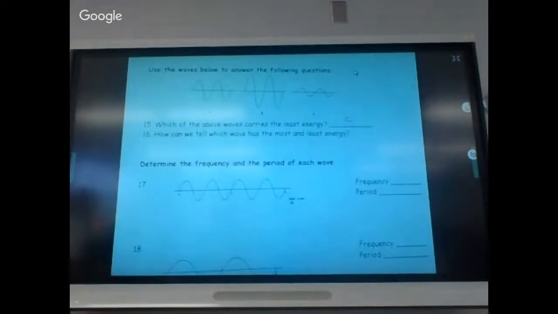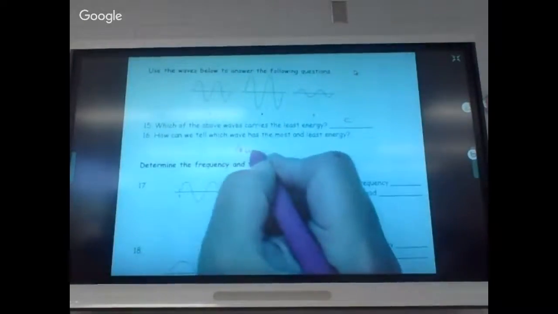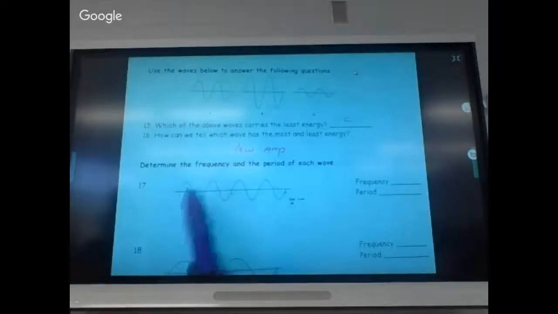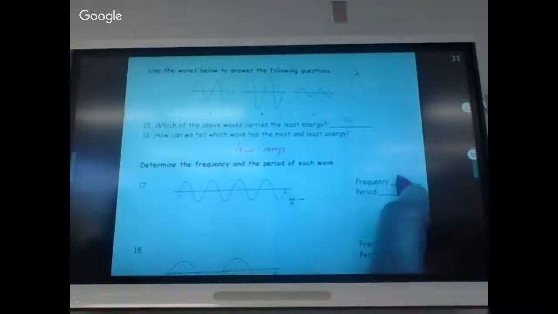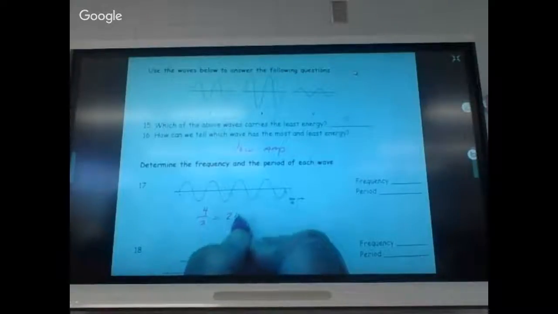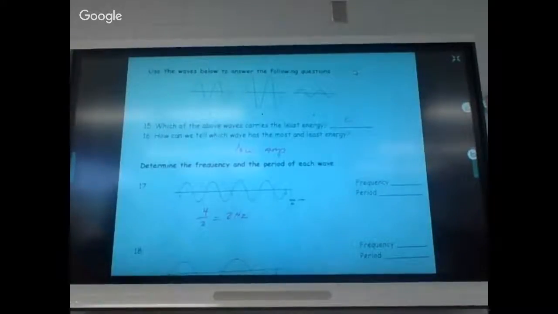What can you tell me is the reason? Because it's the one that has the lowest amplitude. Frequency, count the number of waves. There are 4 over 2, which means it's 2 hertz. To calculate period, it is 1 over 2, which is 0.5 seconds.